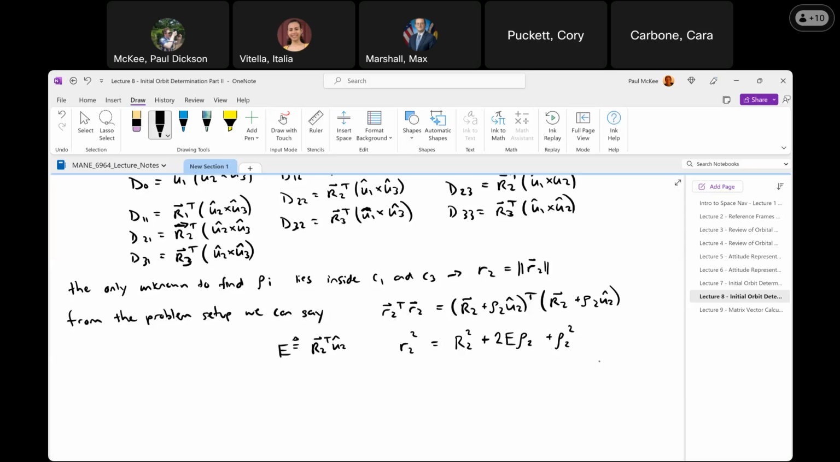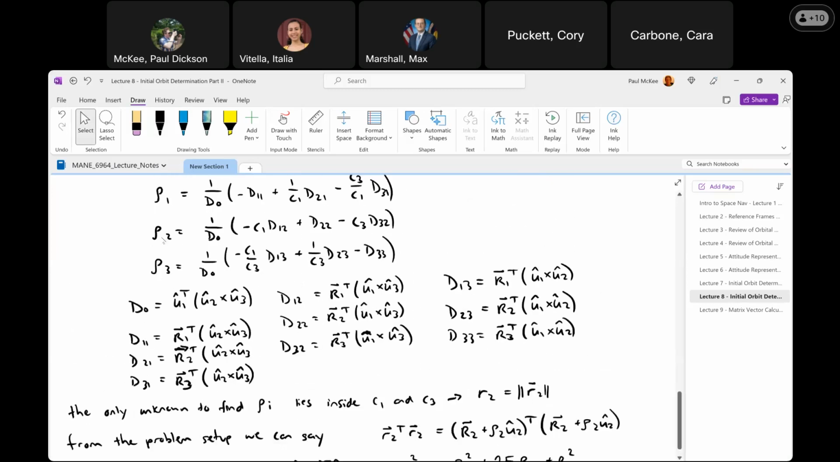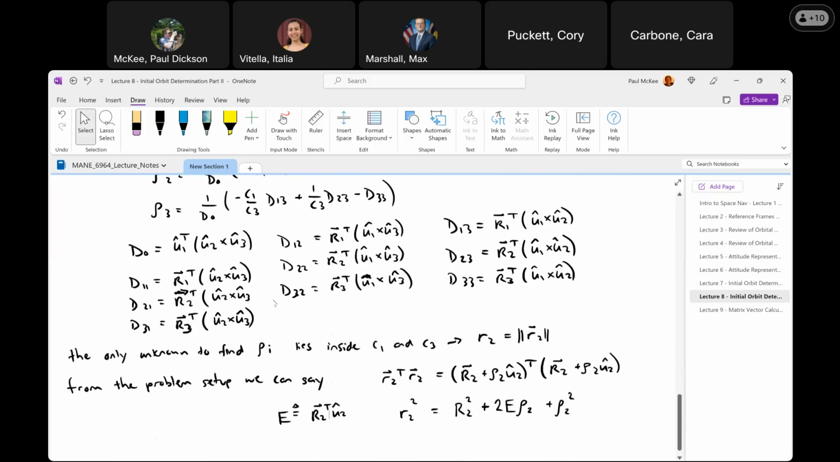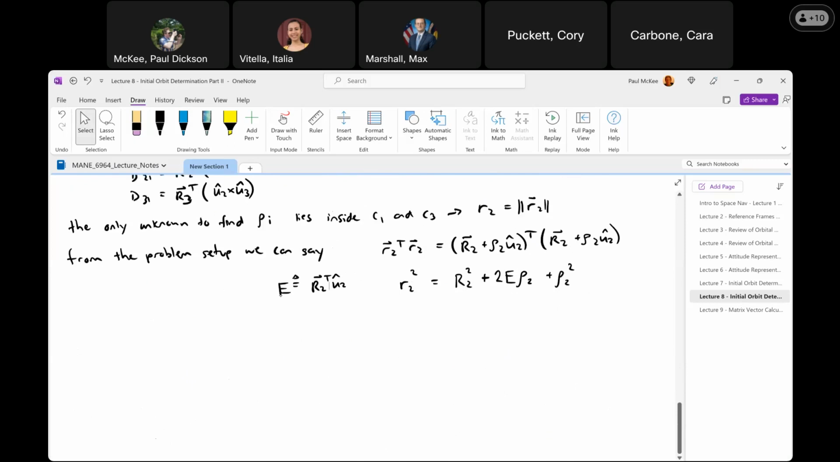So it's a vector dot product. Okay, so what we have here is an equation for R2, which is a function of something that we know and measure, and then this rho 2, right? And we also know that rho 2 can be computed from 1 over d naught times negative c1 d12 plus c d22 minus c3 d32. And we also know that these are functions of these, and these are functions of these, and so on. So this is where we're going to skip a step.